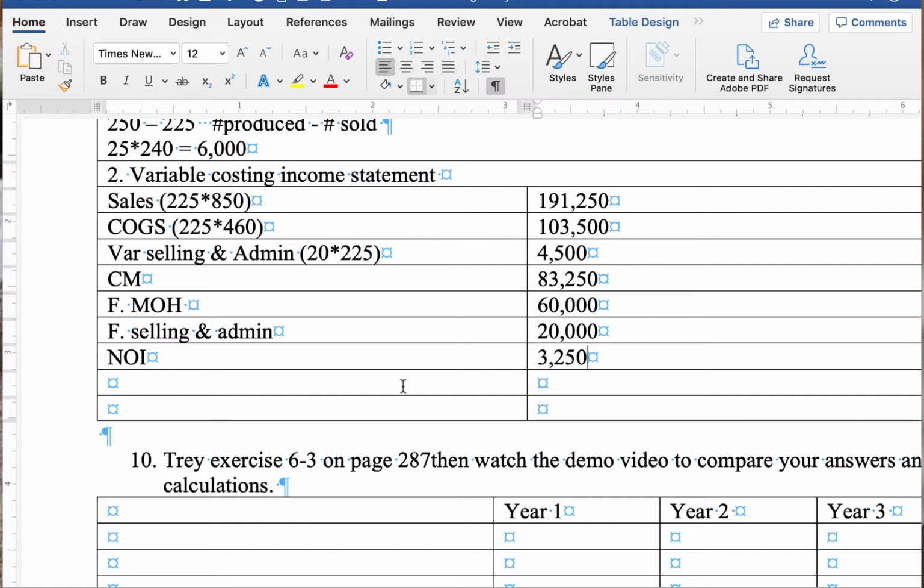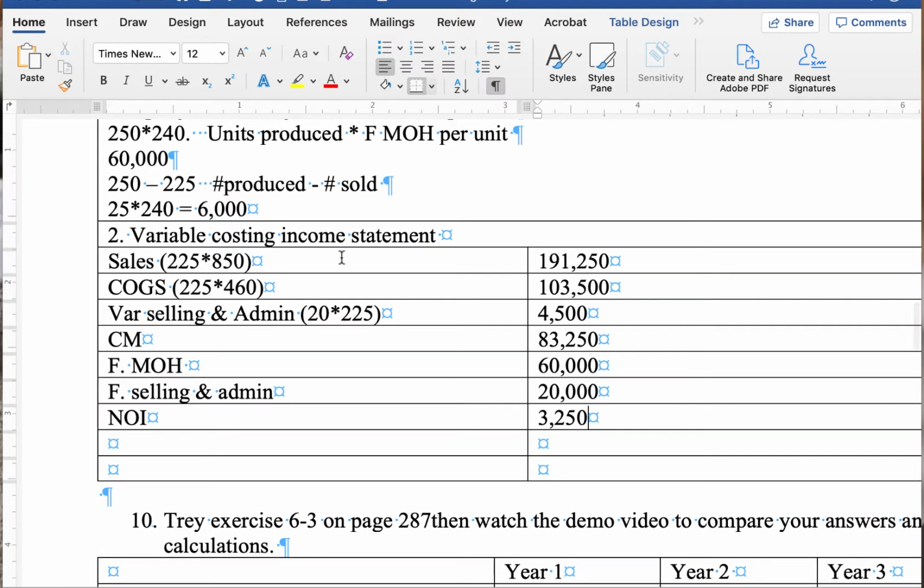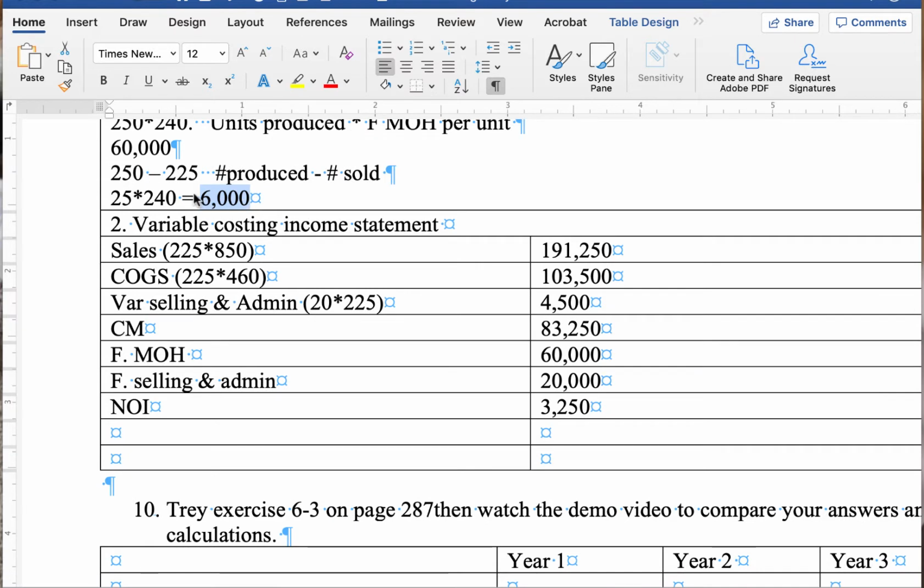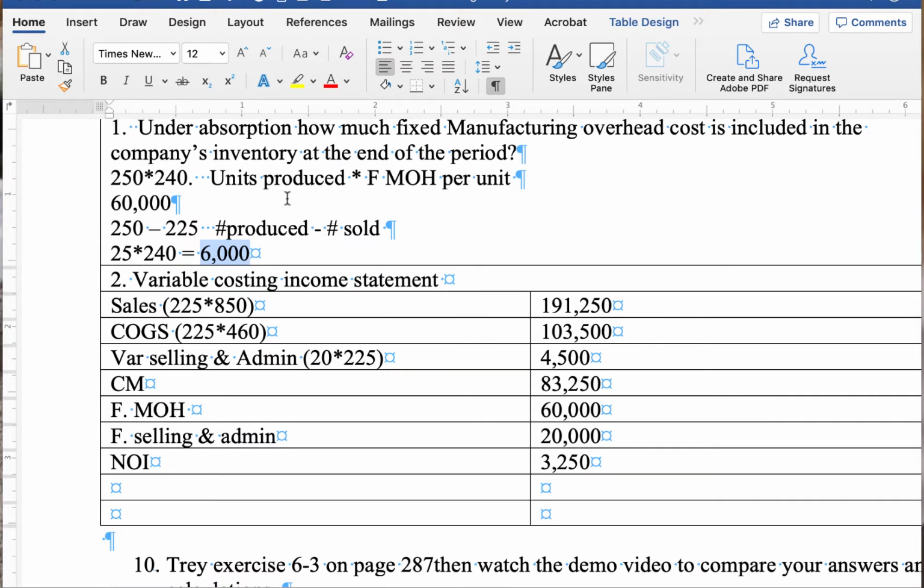$3,250. This NOI, under the variable method, I'm going to compare with the absorption costing income statement that they gave me in the book. $9,250. There's a $6,000 difference. Why is there a $6,000 difference? Well, because under the absorption method, I still have $6,000 sitting on the balance sheet that I did not recognize the expense for yet because I didn't sell those items.